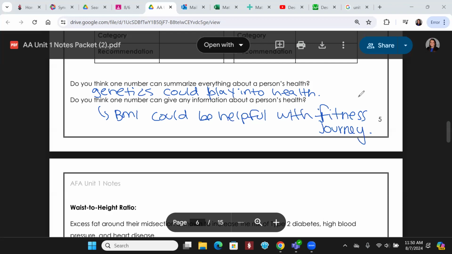Okay, go ahead and look at the next page. We're going to talk about a different one, waist to height ratio. I feel like this is a little bit more accurate because it's taking into account how big your waist is versus how tall you are, right? Excess fat around the midsection is known to increase the risk of type 2 diabetes, high blood pressure, and heart disease. According to the National Institute for Health and Care, people should have a waist measure that is less than 1/2 of their height. So if you're below that 1/2 on the waist to height ratio, then you should be good. The ratio of waist to height means waist divided by height.